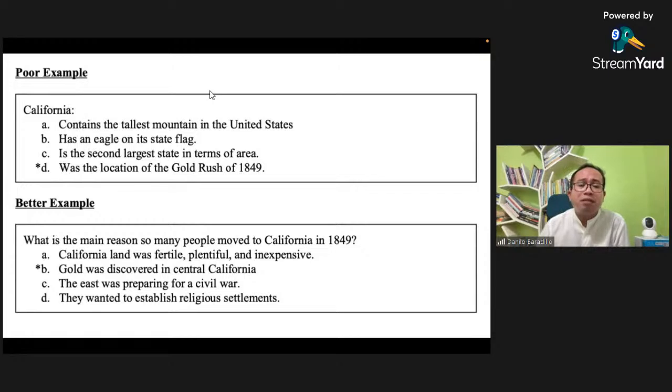So they have to be direct as to which one would supply or would address or would be the right answer to the question. Okay, so the better example is, what is the main reason so many people moved to California in 1849? And the answer was gold was discovered in Central California. So that's one thing that we will have to consider here. The stem should pose a certain problem.